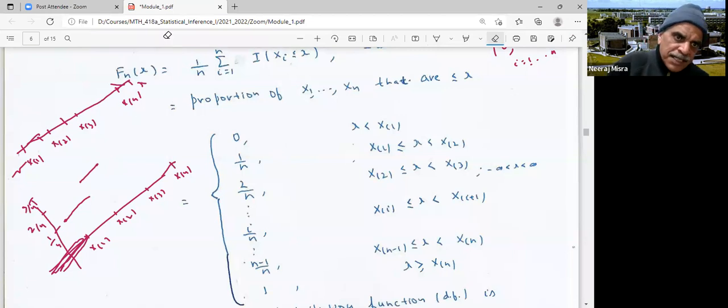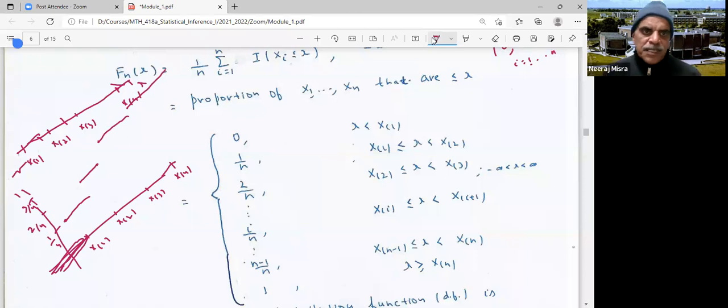X3 to x4, it would be 3 by 4. So this is 3 by 4. And then x greater than or equal to x4. So you can see it is non-decreasing. It is a step function.